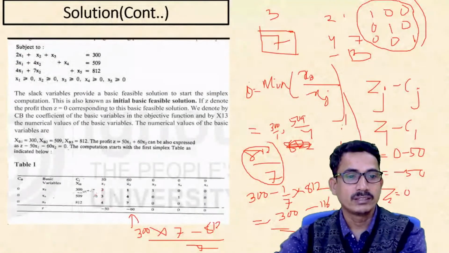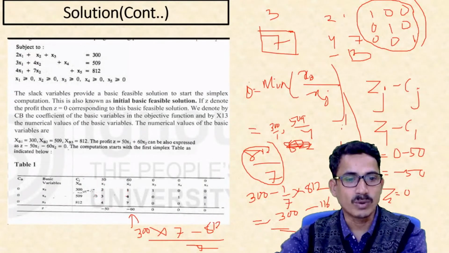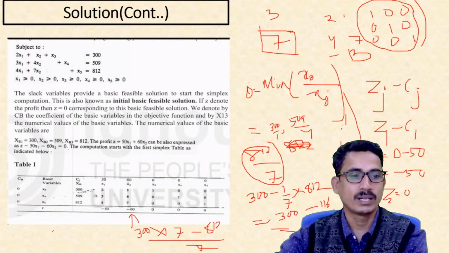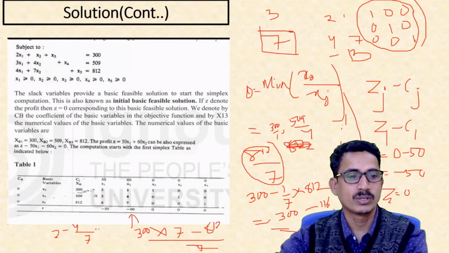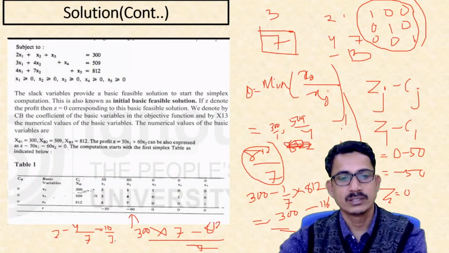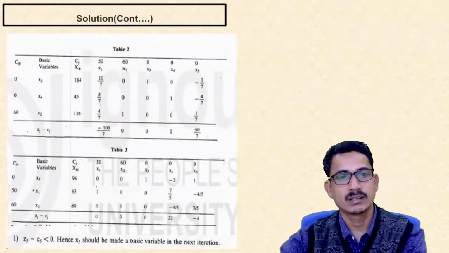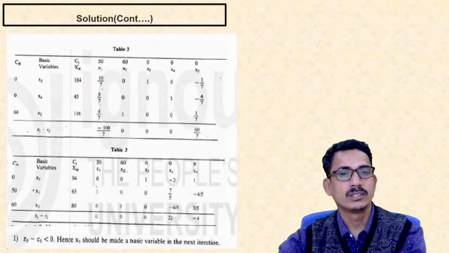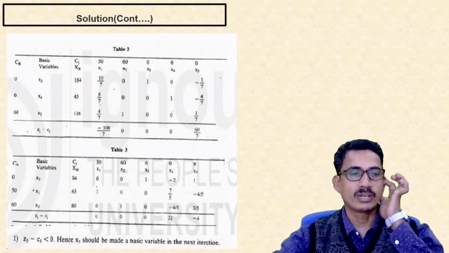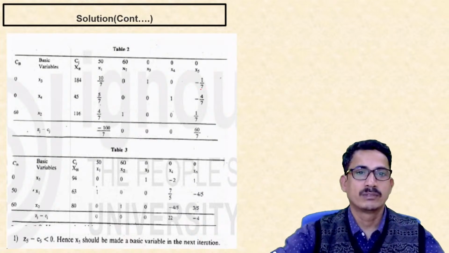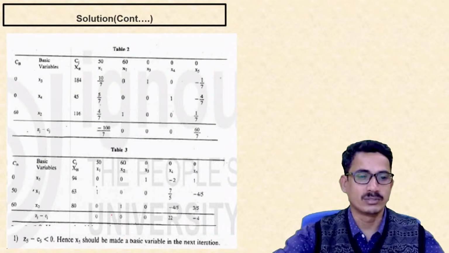The 2 is written, the target 2 minus 1 by 7 into 4. 2 minus 1 by 7 into 4 means 2 minus 4 by 7. 2 minus 4 by 7, which is 14 minus 4, now 10 by 7. 10 by 7, check. 10 by 7. So this way, all the values can be found out. For example, this one, minus 1 by 7, how is it? Let us see.